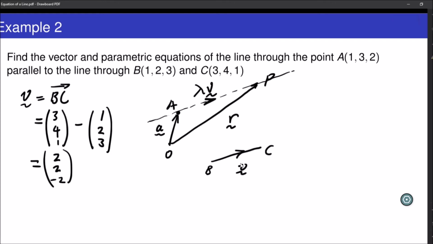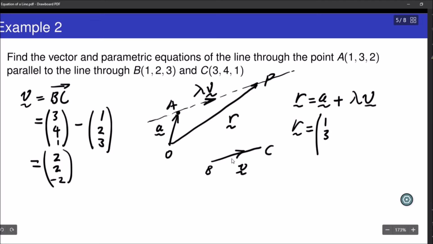Okay, now it's pretty obvious what we are doing. R is the original vector A plus this scalar multiple of BC. So it's A plus lambda V. So once again: starting point, direction, and scaling factor. So R equals, obviously, (1, 3, 2) plus lambda times (2, 2, -2).